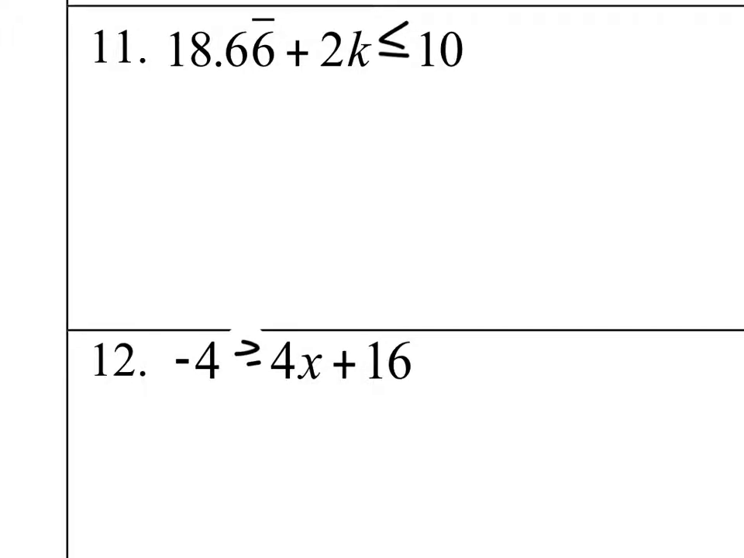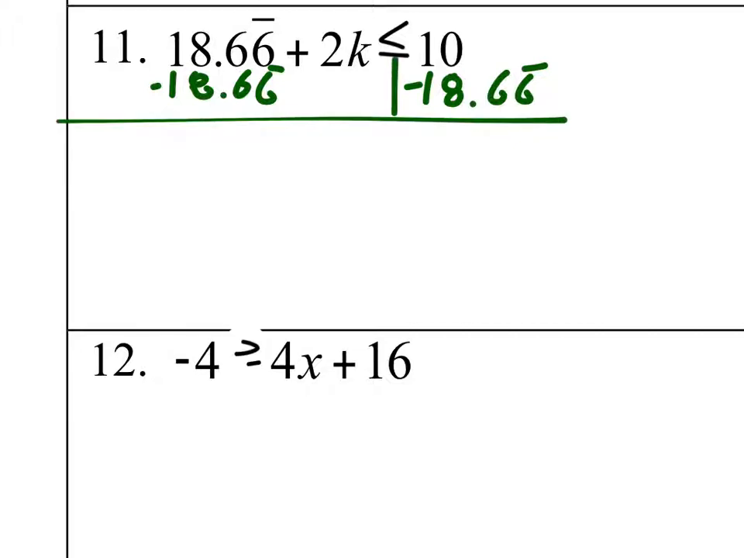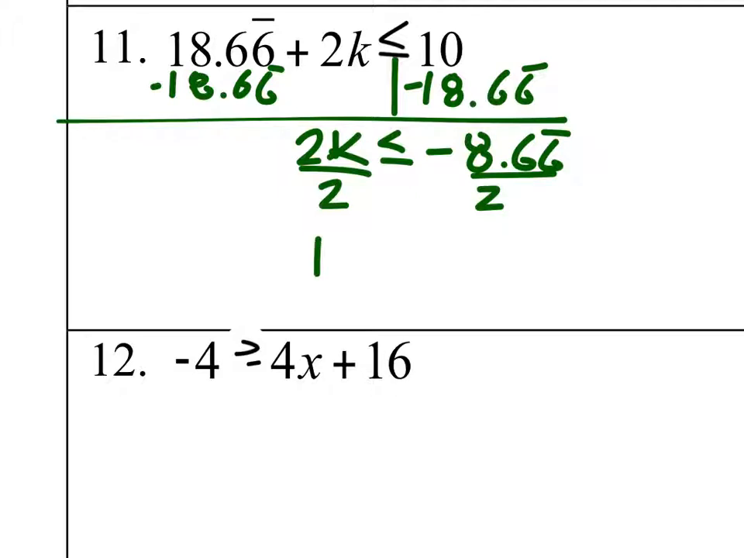Then number 11, we need to subtract 18.66 repeating from both sides. That gives us 2k is less than or equal to negative 8.66 repeating. It was 10 minus 18 though. And then we'll divide everywhere by 2, so k is less than or equal to negative 4.33 repeating.